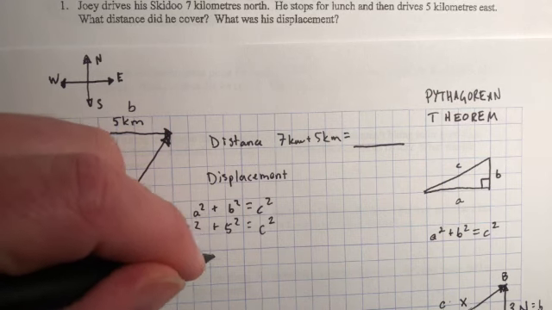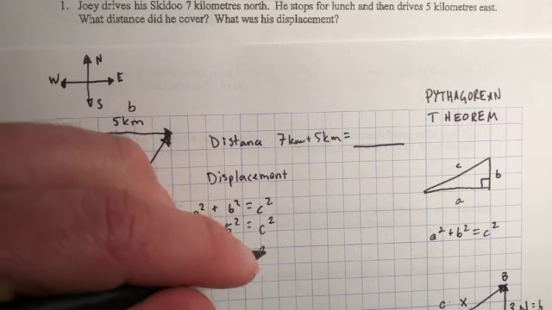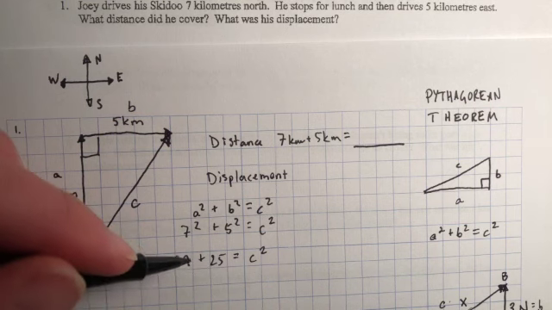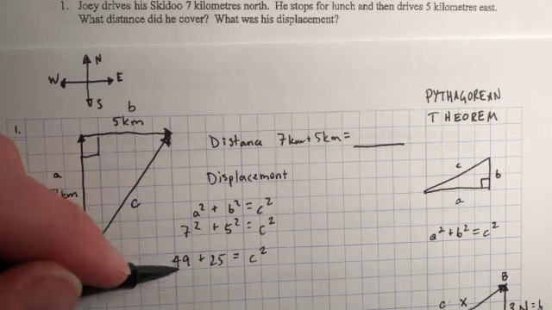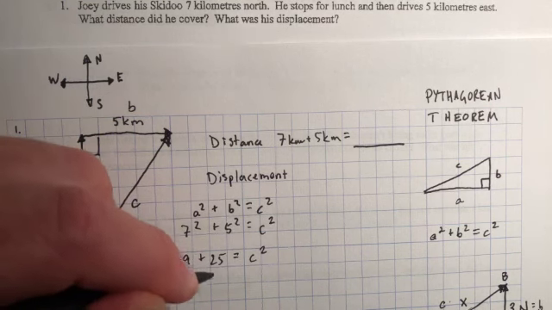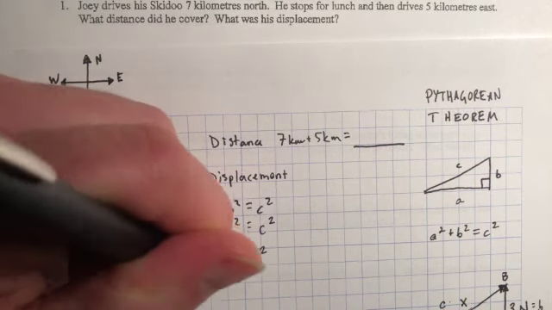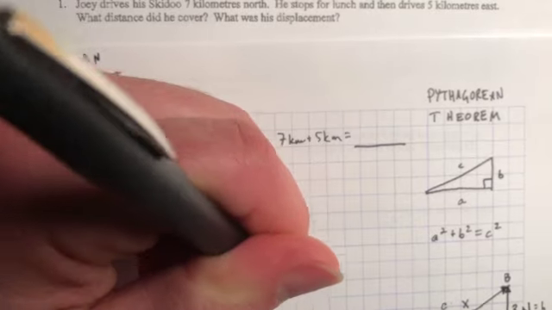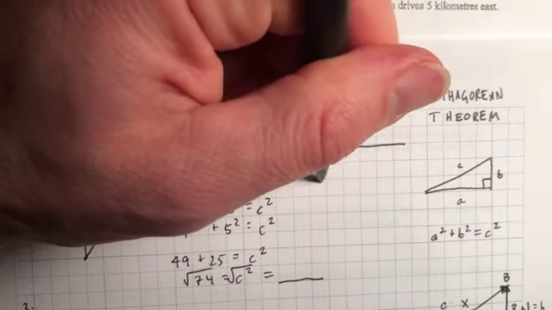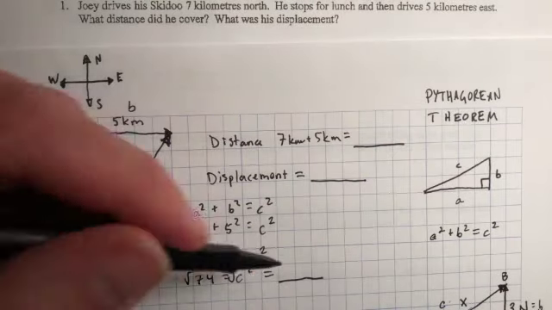5 squared is 25. That equals C squared. And 49 plus 25 is 74. And to find C then, we need to take the square root of both sides, and that will give us some answer, which we can then put in up here. Okay.